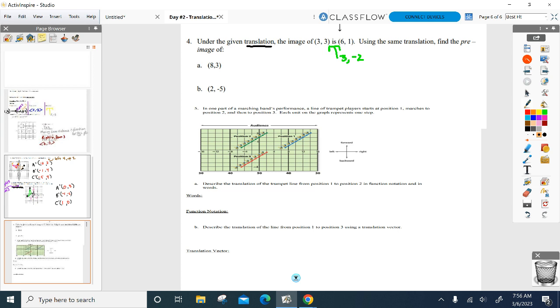Now, the A and B is where I ended up. What was the pre-image? Where did I start? And I went right 3, down 2 to get to 8, 3. Everyone understand the directions before I let you go and think about it. Same thing for part B, but I ended up at 2, -5. So you guys are going backwards here for me. Where did I end? Where did I start? Use that rule.